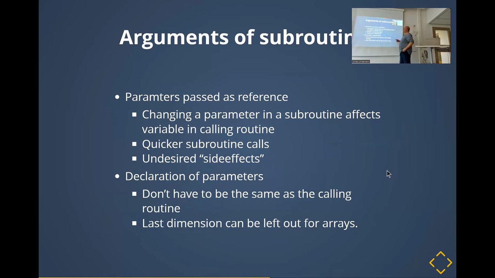So I'll come back to this again. Changing a parameter in the subroutine affects the variable in the calling routine. The reason for this is that it makes subroutine calls quicker. But you can also get undesired side effects. So if you have a library found on the internet you want to use, you call a subroutine with your data, then all of a sudden the subroutine actually uses your variables inside. So after you call, your own variables have been changed. Something you have to look out for in the documentation.